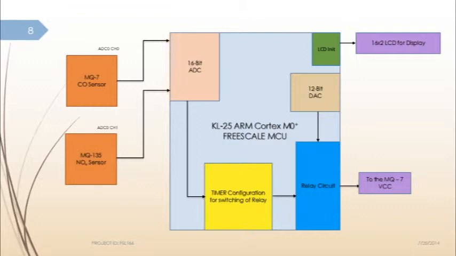The DAC provides us the analog input of 1.4 volts for the heating cycle of the MQ7 sensors. The heating cycles are further controlled by the timer module, which is nothing but a low power timer configured for 30 seconds. Both DAC and timer work together and the input is given to the relay circuit, which controls the VCC of the MQ7.